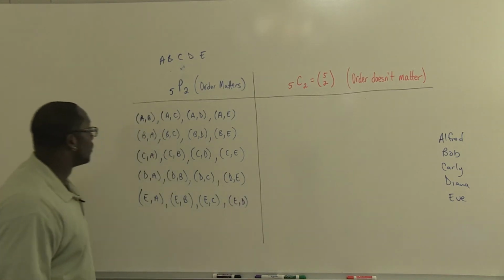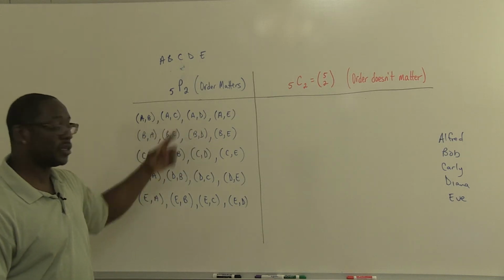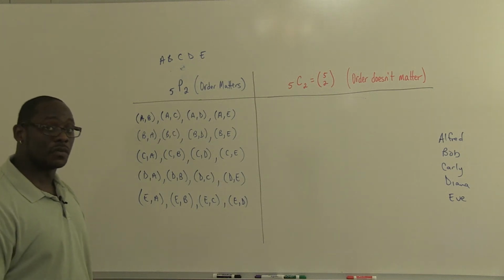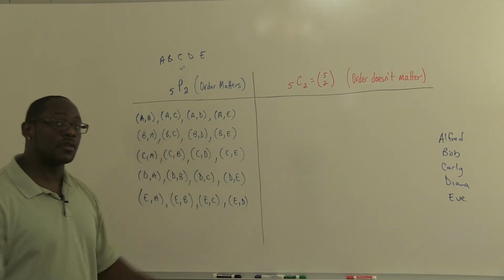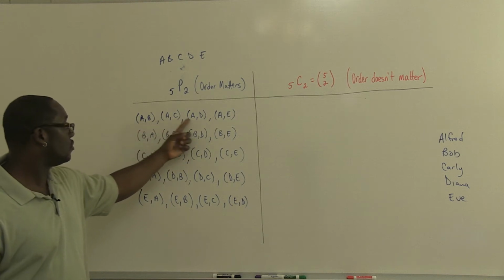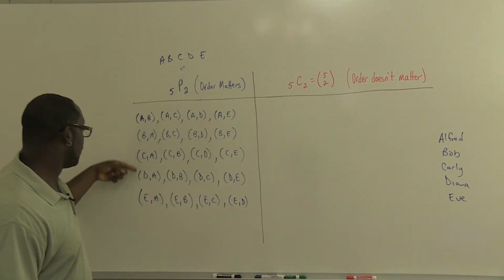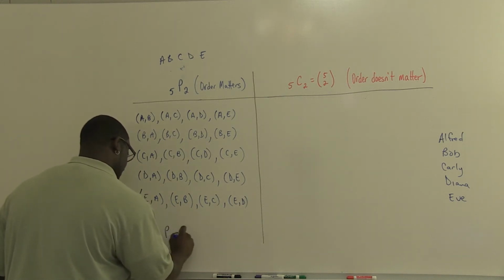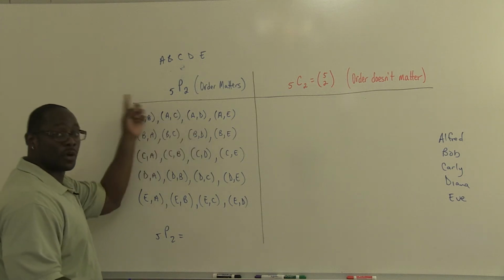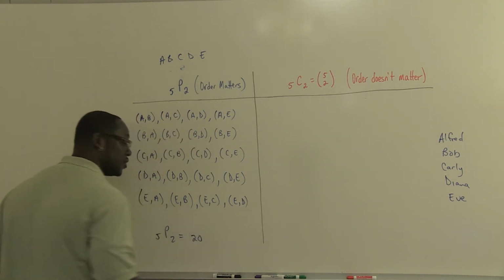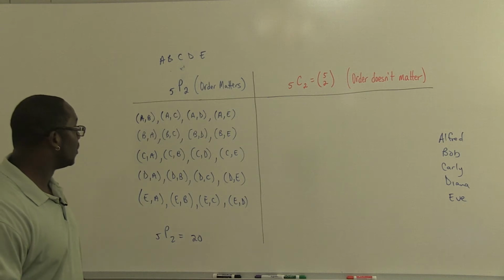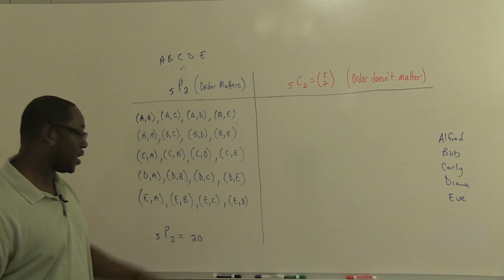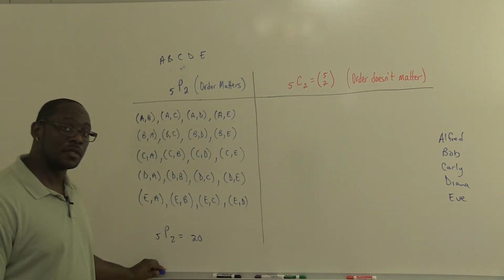Okay? And so if we look at this, all of these particular groups are unique when it comes to a permutation because order matters. So if we count how many of these unique groups that we have, 1, 2, 3, 4 columns and 1, 2, 3, 4, 5 rows. So we know that permutation of 5 things grouped 2 at a time would just be 4 times 5, which would be 20. Okay? So we see that when order matters, the permutation of 5 things grouped 2 at a time is 20.